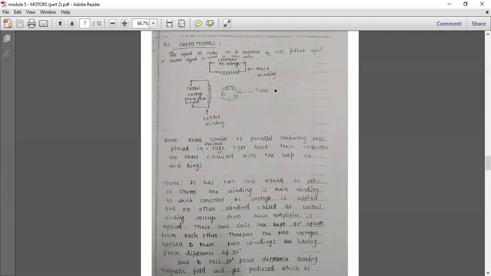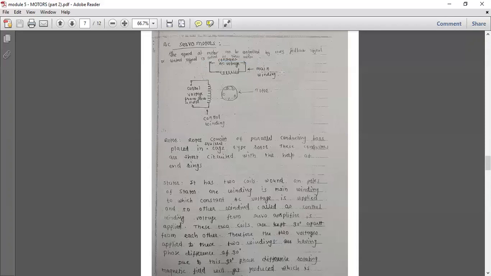When you study AC motors further, you will come across the word poles, and things like Ns, which relate to synchronous speed. Second, the stator. Over here the stator has two coils wound on its poles. One winding is the main winding, to which a constant AC voltage is supplied. Can you see the main winding in the diagram? It is the upper one, and it is connected to the stator.